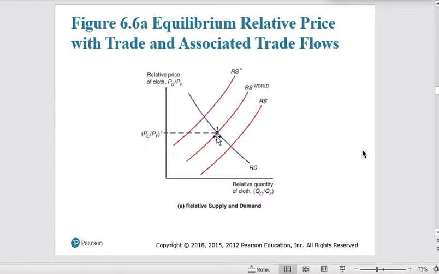It's not exact. It doesn't have to be here. It can be somewhere in between. Okay. All right. Somewhere in between for the international relative price. Well, why somewhere in between? Because this is where the trade can happen.